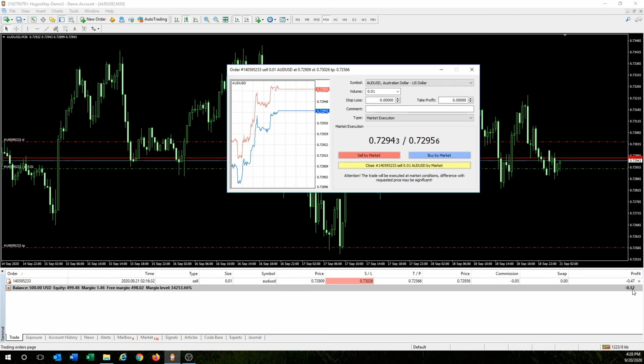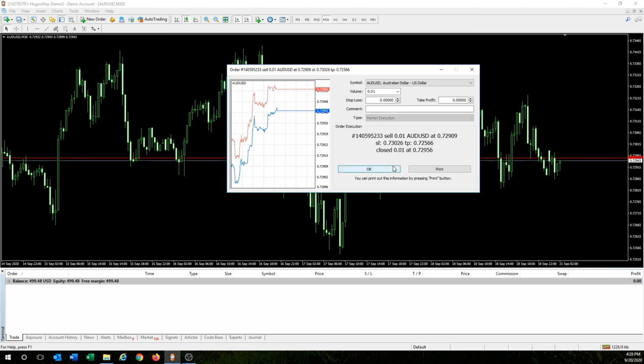Right now we're actually negative 50 cents. Right now at the bottom here, our balance shows $500. If I close our trade, we're actually going to be closing it at a 50-cent loss. But this is a demo account, so don't worry about losing money. Right now we're just learning how to use the functions of MetaTrader 4. So I'm going to hit close.